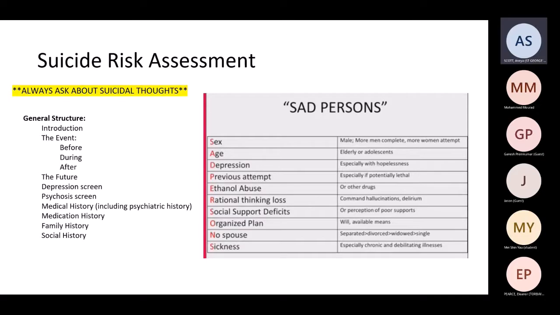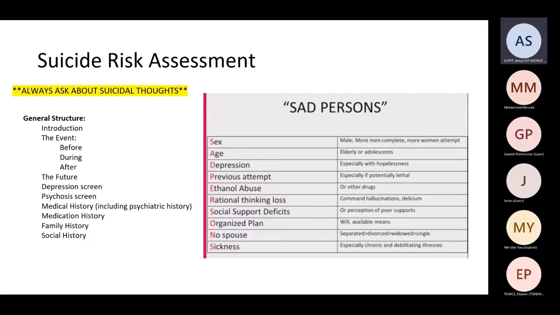And in terms of the structure, this is more like the structure for someone who's come in with a suicide attempt. But ask what happened before, during and after the event. Ask them about the future, do a depression screen, psychosis screen, take a medical history, medication history, family history and a social history. I think this is something that's more relevant in later years at medical school. I think this would be a bit beyond what they'd expect you to do in first year, but for the future, it's good to know.